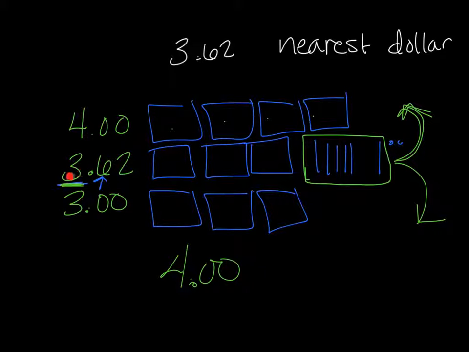But when we say we're going down to the nearest dollar below it, $3.62 is above $3, so the nearest dollar below it is $3. So just be very careful about that and watch for them making that mistake.